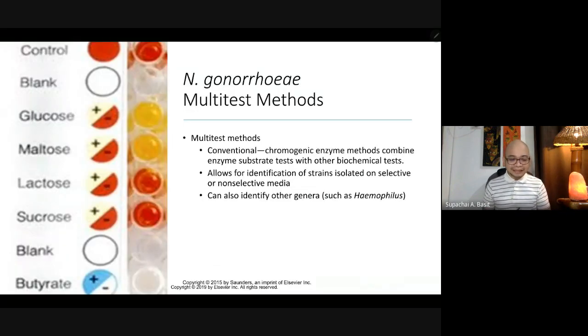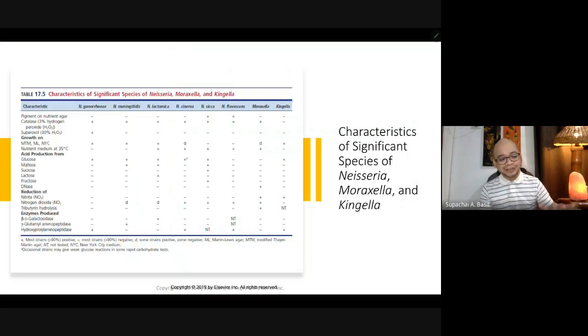And then the multi-test method is actually a conventional chromogenic enzyme method that combines both the enzyme substrate with other biochemical tests. Okay, so as you can see, there are several tests available for the diagnosis of Neisseria gonorrhoeae. And it is also very important for us to differentiate Neisseria from Moraxella and Kingella. So we will be discussing Moraxella in detail later on.